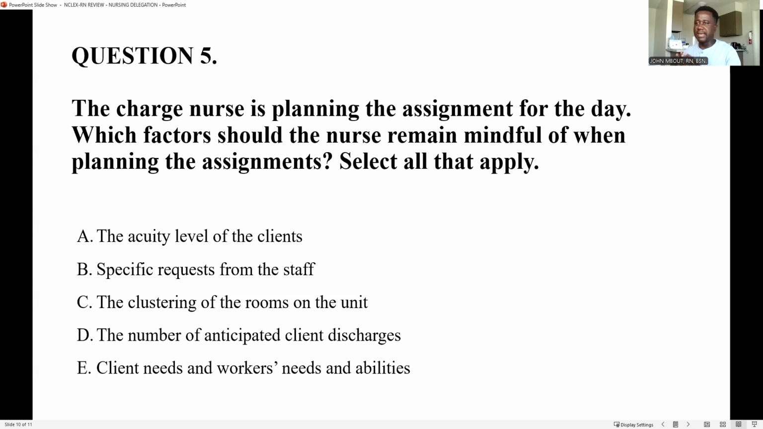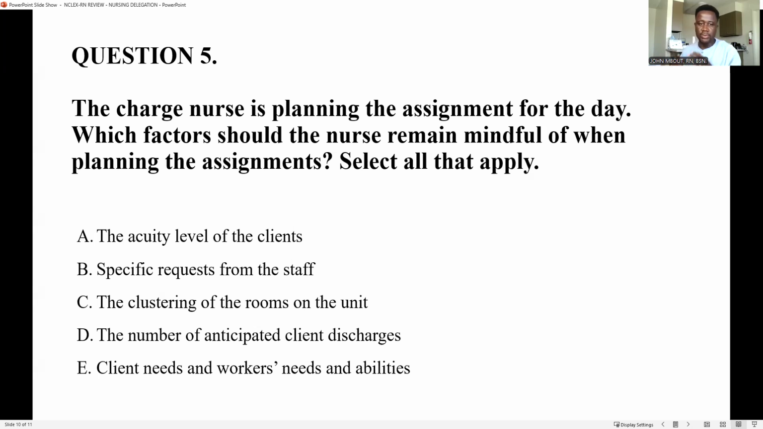The right answer is A and E. The acuity level of the clients. You have to understand the skills, the scope of practice, the job description, and link it to the task. The task that you want to delegate, is it equivalent to the job description of the nurse or the LPN you want to assign? Client needs and workers' needs. Yes, client needs is very important.